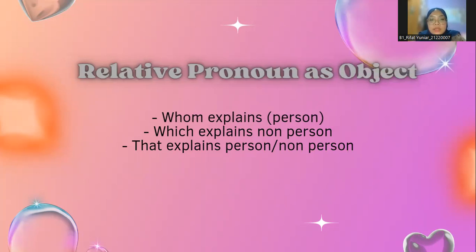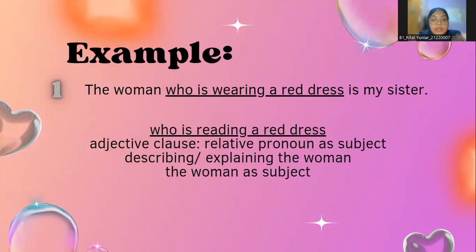And the second, relative pronoun as object. There are three: whom, which, that. Whom explains person, which explains non-persons, that explains person or non-person. And I have two examples that I want to explain.